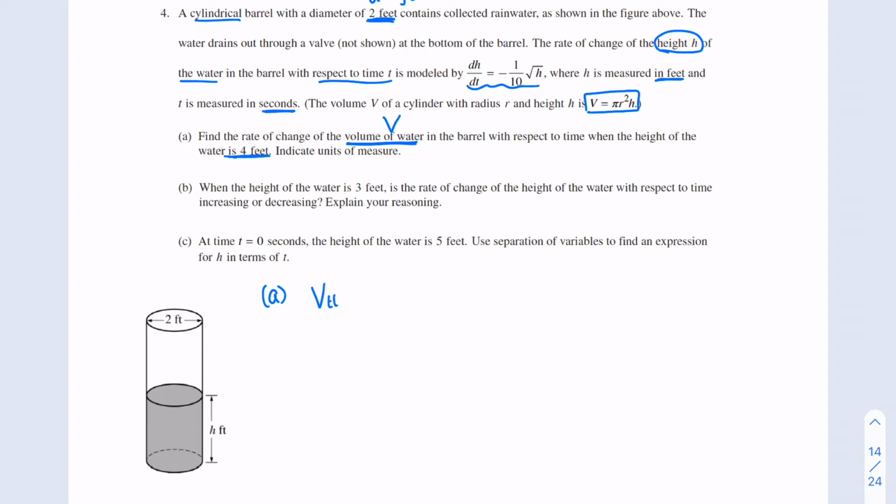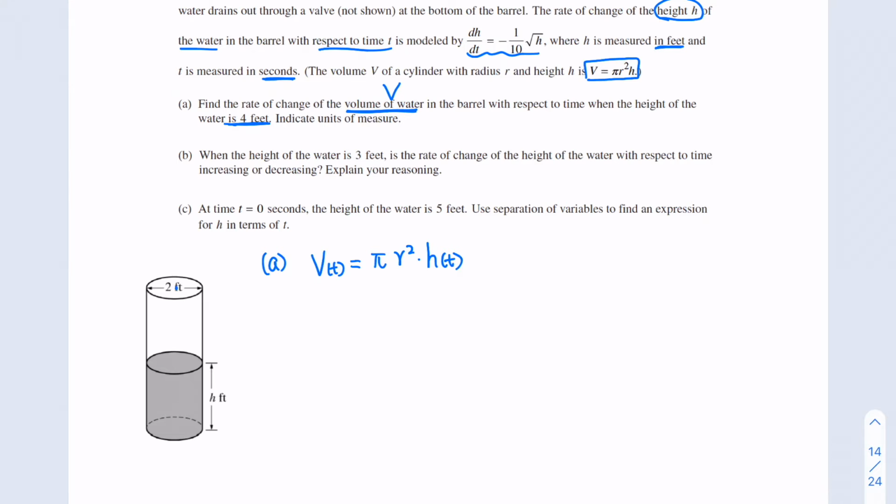For part A, V of t equals pi r squared times h of t. In this problem, you have to identify what is a constant. If you look at the figure, d equals 2, so r equals 1. So we can plug this in: pi times h of t. Both the height of the water and the volume of the water are functions of t.